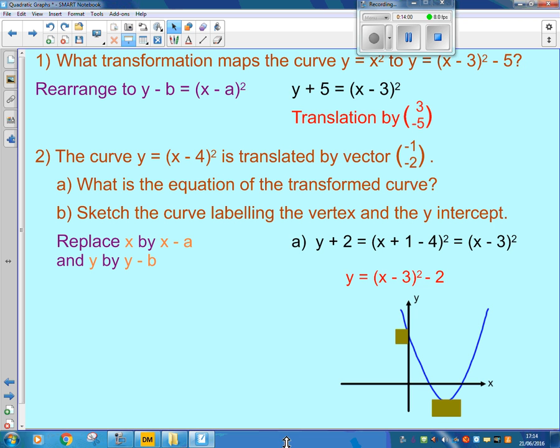Now let's look at the sketch. The vertex is going to be at the point (3, minus 2). And if I want to find the y-intercept, I just put in x as 0. 0 minus 3 is minus 3, square it becomes plus 9, plus 9 minus 2 is 7. So there's my sketch. Okay, and I've labelled the vertex and the y-intercept.